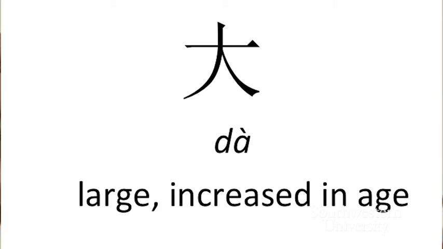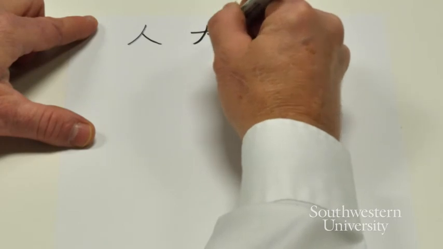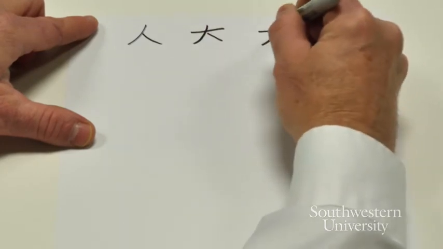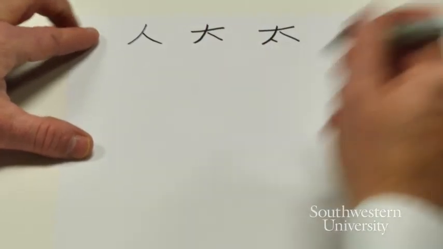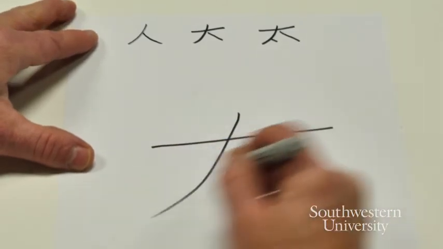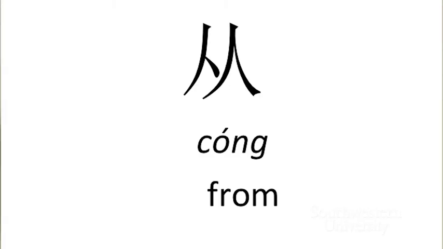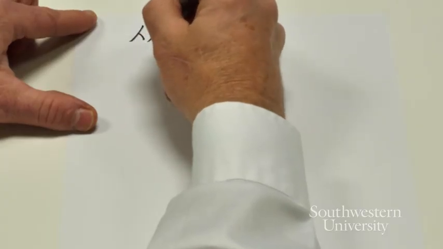We've already seen the next one in tai. If you remember, we've got ren, person. Da is great. Tai is too much. So here we have da. Heng, pie, na. The next one, cong, is just a depiction of two people, one after another.